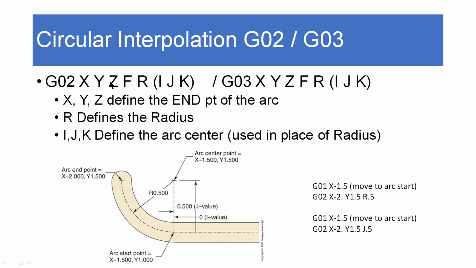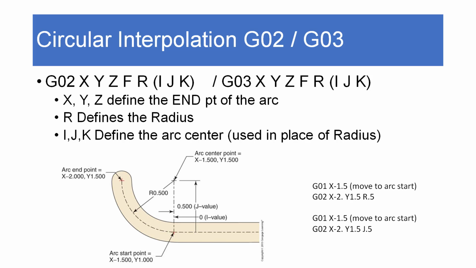Now, similar to my G01 commands, these are where I'm going to. But I need one more piece of information. I need a radius here, or I need to tell it in terms of I, J, and K, where the center of the circle that it is arcing on is formed. So IJK replace the term R. I use one or the other one.